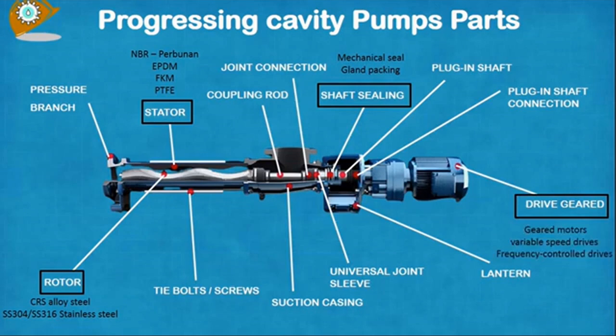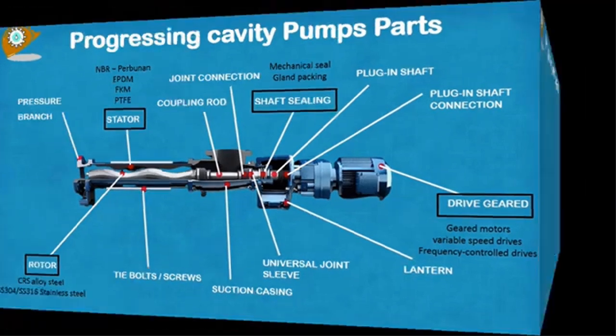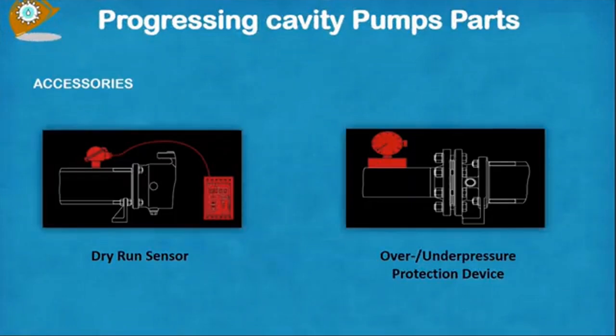The drive gear is the final component. It can be any major manufacturer's geared motor, variable speed drive, or hydraulic motor that is directly flanged to the pump without the need for additional couplings or guards. Pumps come with a choice of accessories to ensure compatibility with your process.